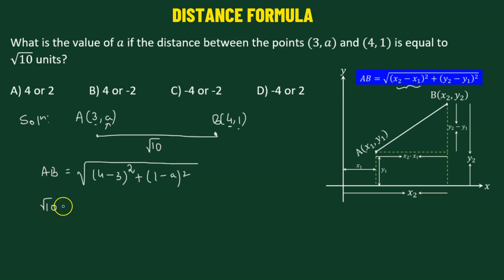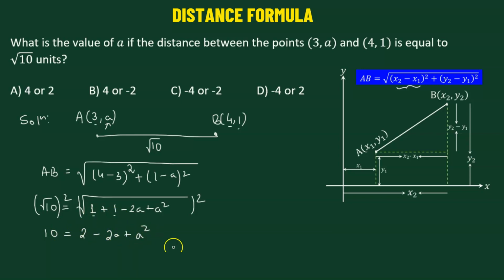So we have square root of 10 equals, so let's simplify the value inside the square root. So 4 minus 3, that's 1. 1 squared will be simply 1. Added to 1 minus a whole squared, so we can expand it. So we get 1 minus 2a plus a squared. Now in order to get rid of the square root, we're going to square both sides. So this leaves us with 10 equals, so 1 added to 1, that's 2, so 2 minus 2a plus a squared. Now let's rewrite everything, and this is going to give us a squared minus 2a minus 8 equals 0.